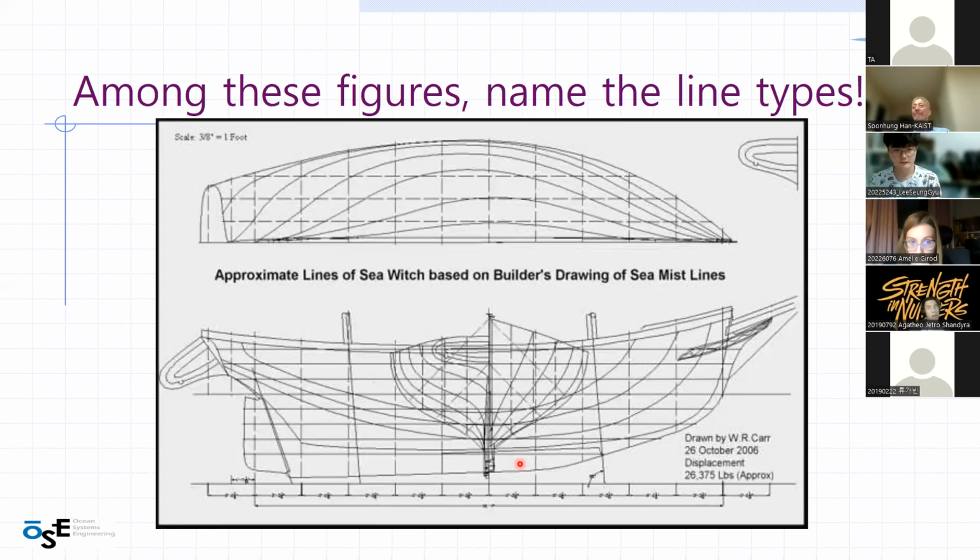And the one on the top is kind of like a half breadth plan. So like the other, it's like only the half showing the bow and the buttock lines. And yeah, so I think that would be the half breadth plan. And lastly, this one big image, what would that be?